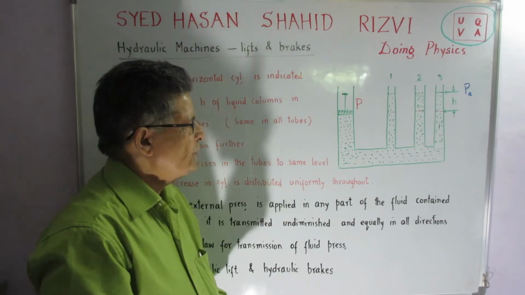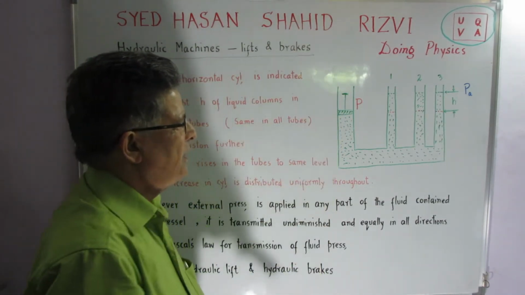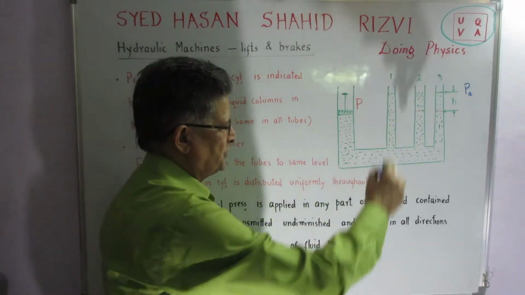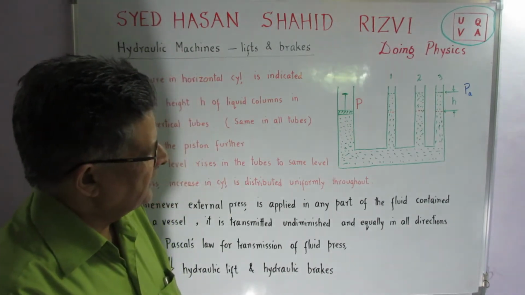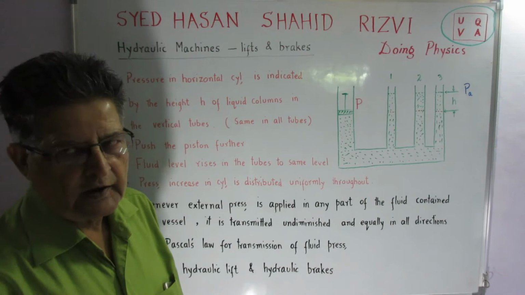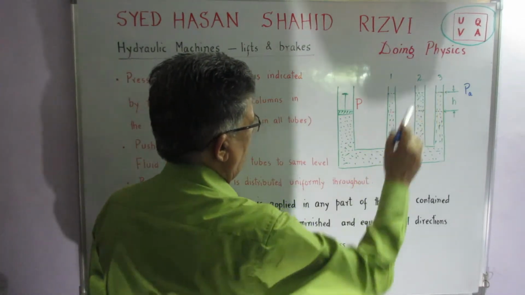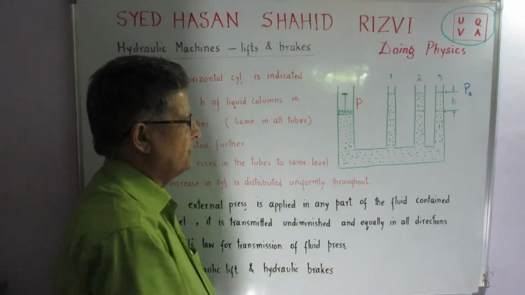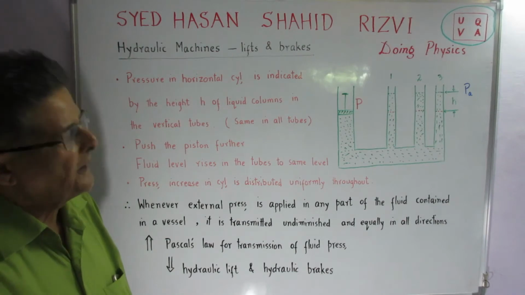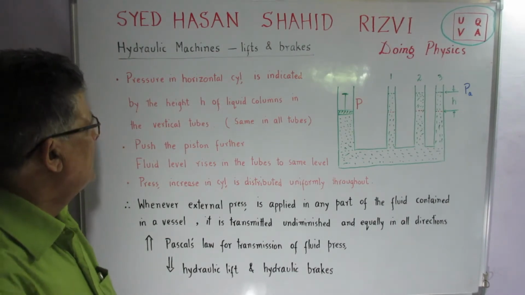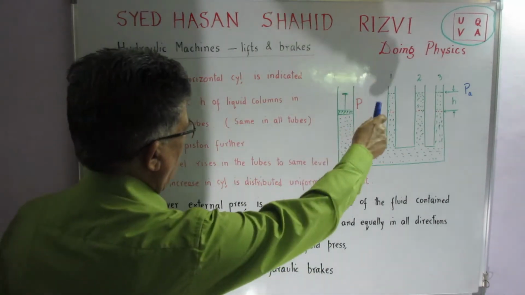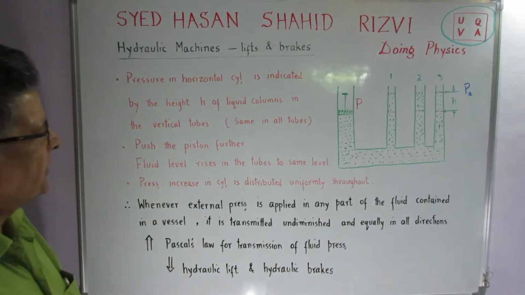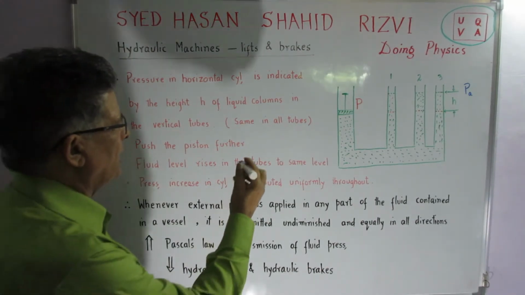Now we push this cylinder, which is fitted over here, a little bit. So the liquid now rises in all of the tubes, and in the condition of equilibrium, we find that the fluid level all over is the same, and the pressure exerted is determined by rho g h. So the pressure in the horizontal cylinder is indicated by the height of the liquid columns raised in the vertical tubes, which are the same in all tubes.